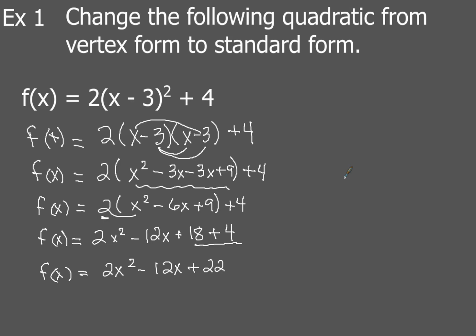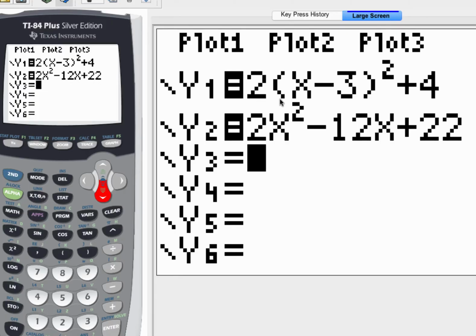But how do I know if I did that correctly? Did I make a careless mistake somewhere in my arithmetic? Well, this is where our good friend TI-84 can come in and help us out. Here, now we're going to put the original problem in y1, and then the one that we came up with, 2x squared minus 12x plus 22, we're going to put that in y2. Now rather than graph it, we're going to go ahead and take a look at the table. And the table is right above the graph feature. So we're going to hit second and then the graph button.